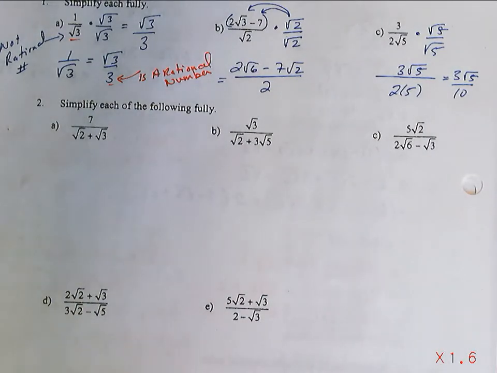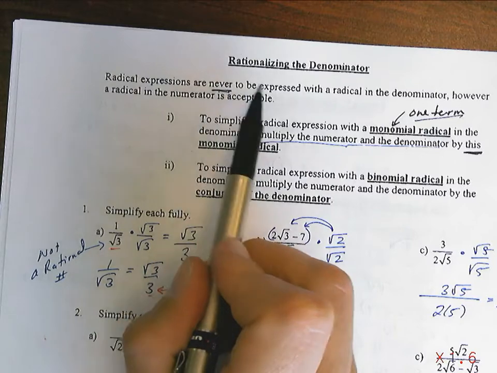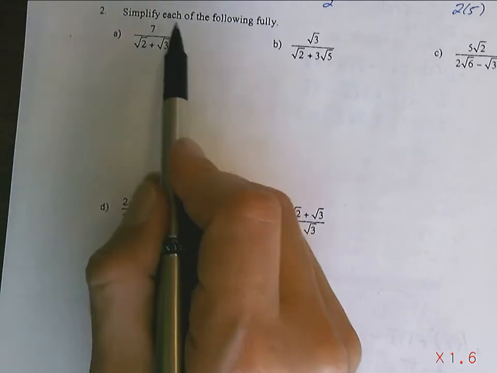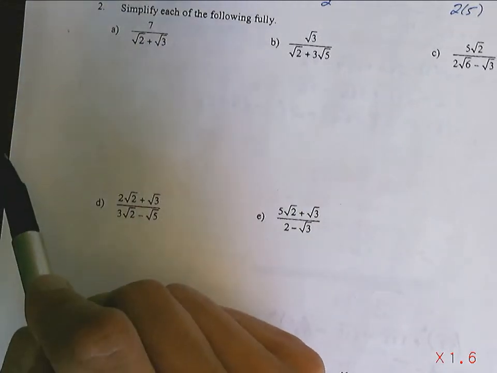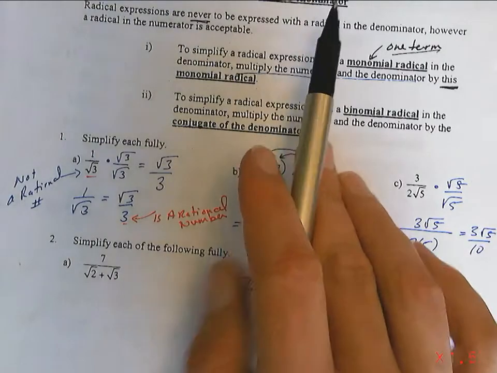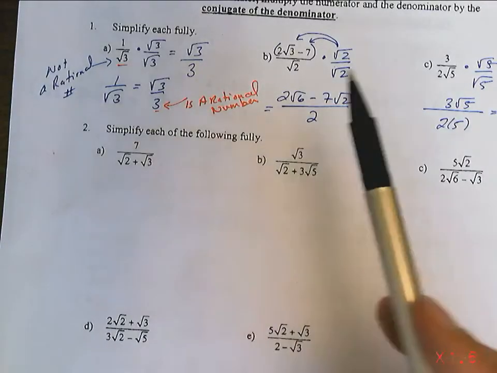So here we are. Simplify each of the following. Now, it doesn't say exactly to rationalize, does it? It says simplify. Remember we said that radical expressions are never to be expressed with a radical in the denominator. So when we say simplify, we're simply saying make sure there's no radicals in the bottom still. They're not always going to come out and tell you, rationalize the denominator. They're going to say simplify, and you got to know that that means rationalize the denominator.